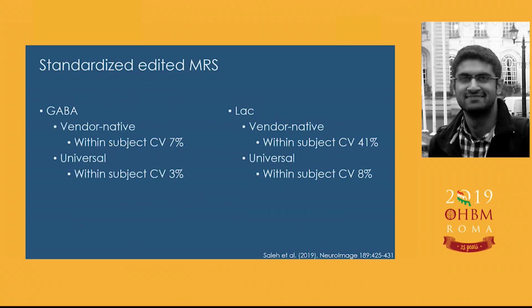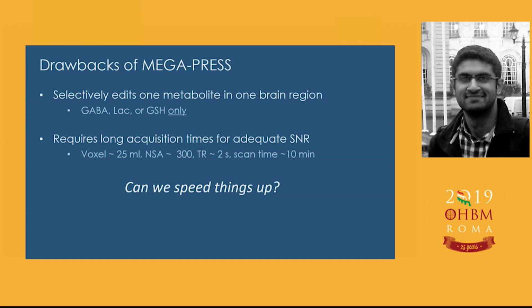We quantified the data and also looked into how much it varies. Starting from the vendor native protocol, that is the vendor-provided protocol, the variation was about 7%, which reduced to 3% using the universal sequence. For lactate editing, there was a remarkable improvement, from 41% to 8%. This is mostly because some of the vendors, such as Siemens and Canon, have editing pulses which are not half an echo time apart, so that affects the refocusing of your coupling evolution. So we have this MEGA-PRESS sequence. It works across all MR vendors and is very reliable.